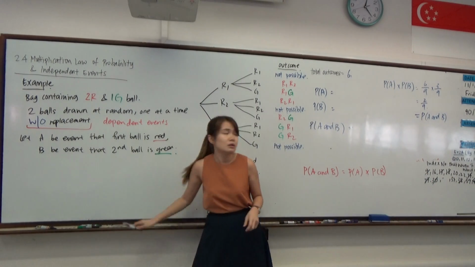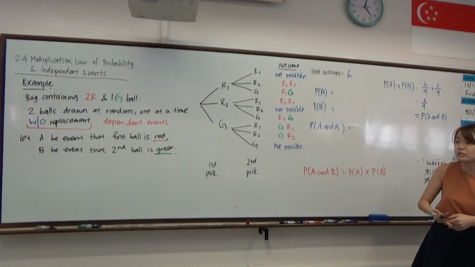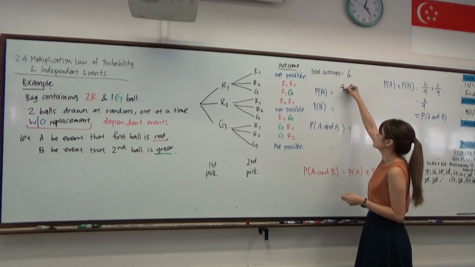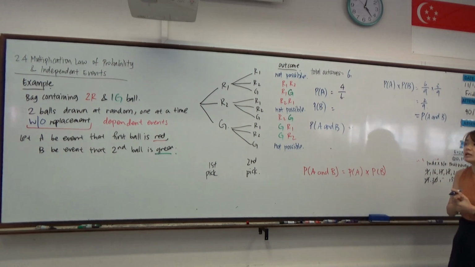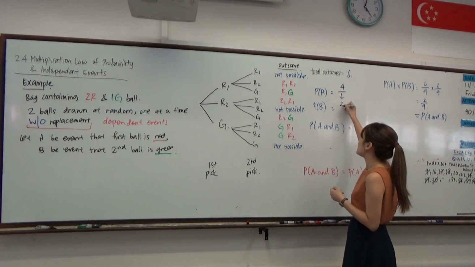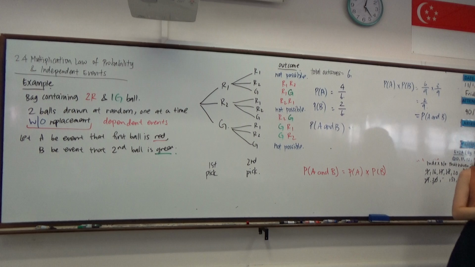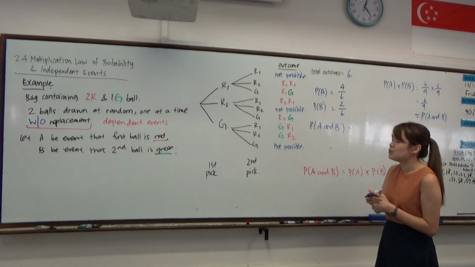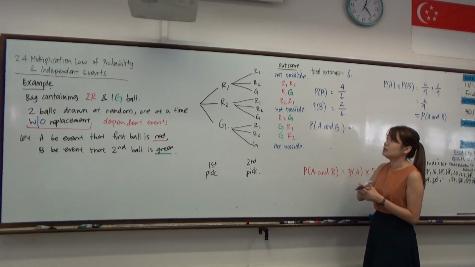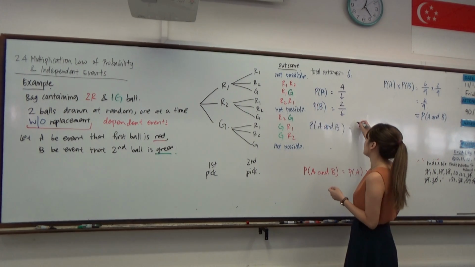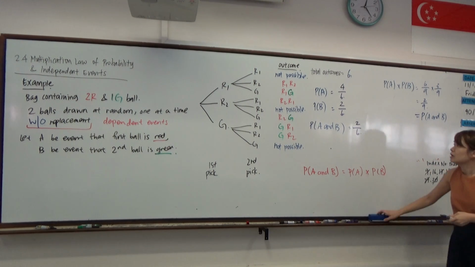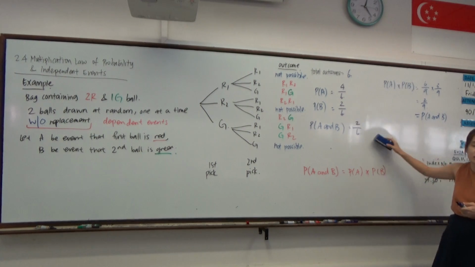Since the total possible outcomes change, my probabilities of A, B, and A and B will change as well. The probability of A, which is the first ball being red, will be 1, 2, 3, 4, 4 out of 6. The probability of B, which is the second ball being green, will be 1, 2, 2 out of 6. And the probability of A and B happening, first ball red and second ball green, will only be these two, so it is 2 out of 6. It is coincidentally that these two are equal.